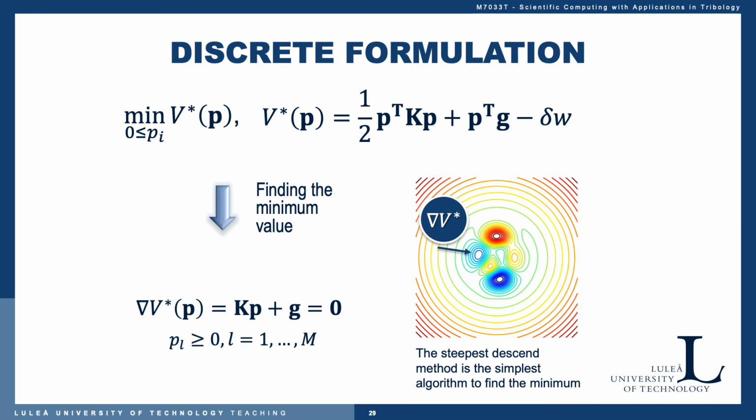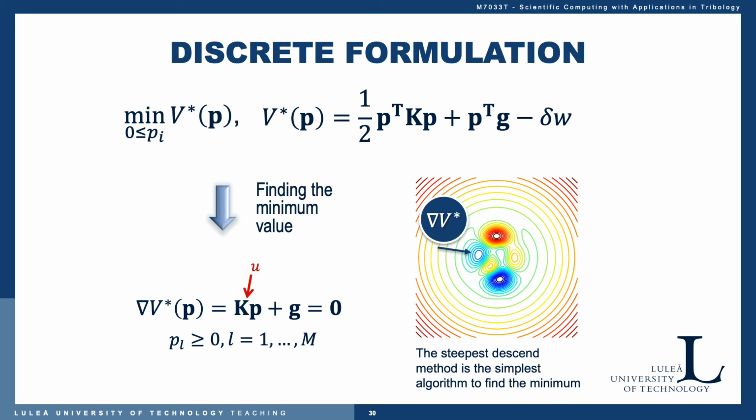So finding this minimum value can be done by means of many different minimization algorithms, and the simplest one is the steepest descent method. It just looks for the steepest slope at a certain point and takes a step in that direction, and then looks again for the steepest slope and takes a new step in that direction, and iterates this until it ends up at a local minimum or hopefully a global minimum.